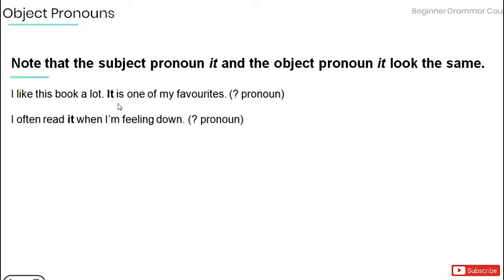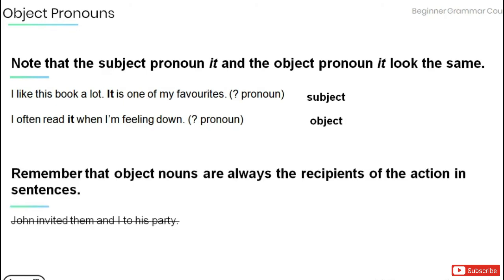In the first sentence, the pronoun it is a subject pronoun. And in the second sentence, the pronoun it is an object pronoun. Remember that object nouns are always the recipients of the action in sentences. Try to correct the following sentence. John invited them and I to his party. John invited them and me to his party.